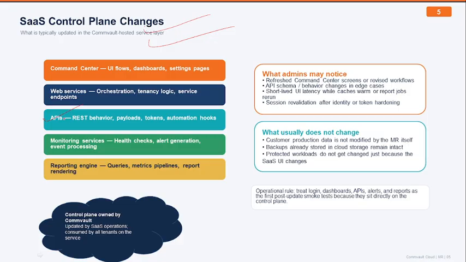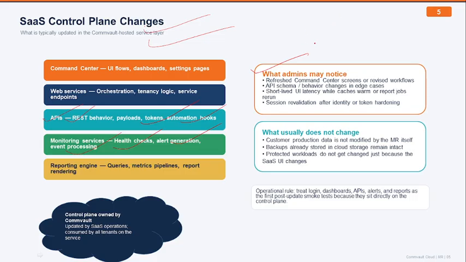You know the REST APIs very well because today's environment is called AI. So REST APIs are used everywhere. Payloads, token, automation hooks, monitoring services, health check, alert generation, event processing, report engine, queries, metrics, pipelines, report. So what an admin may notice, you are working as a backup admin. So what you need to notice, what's your task?